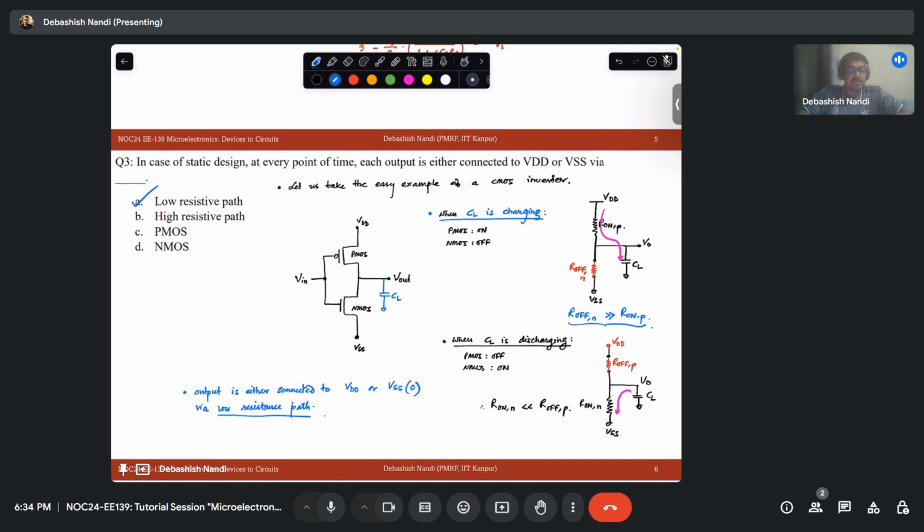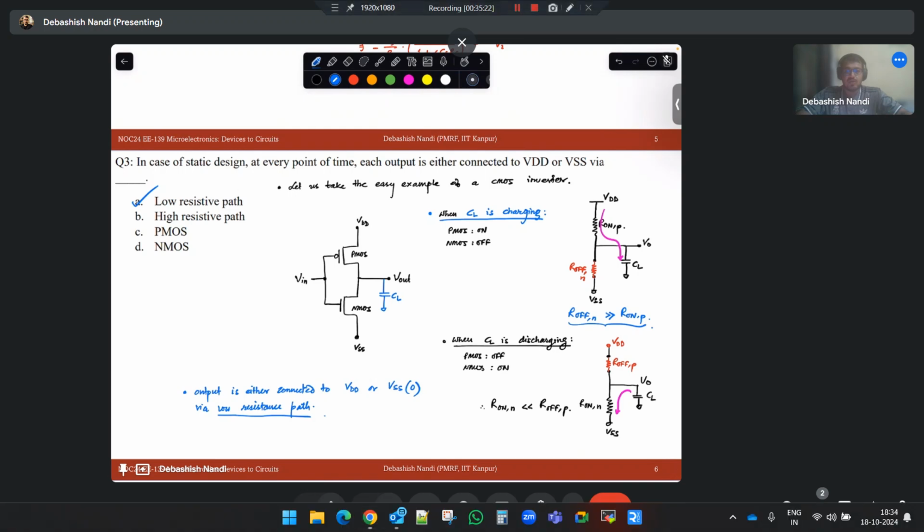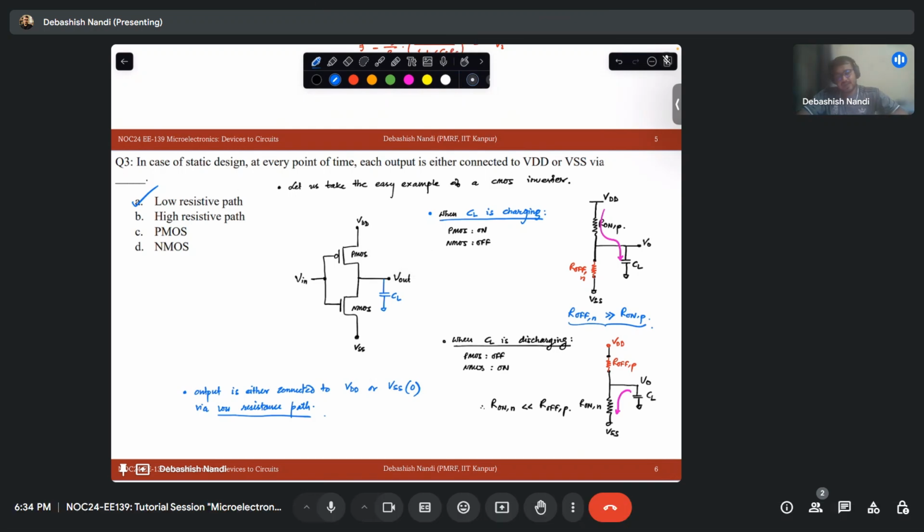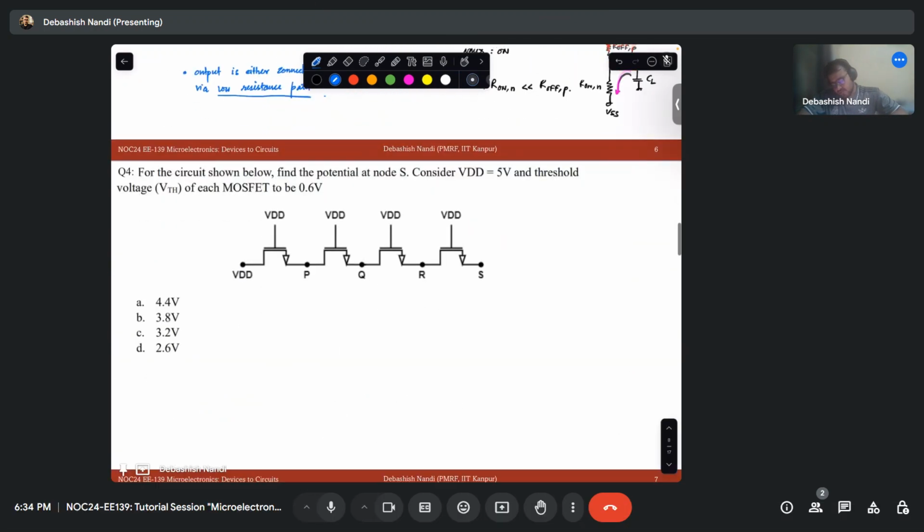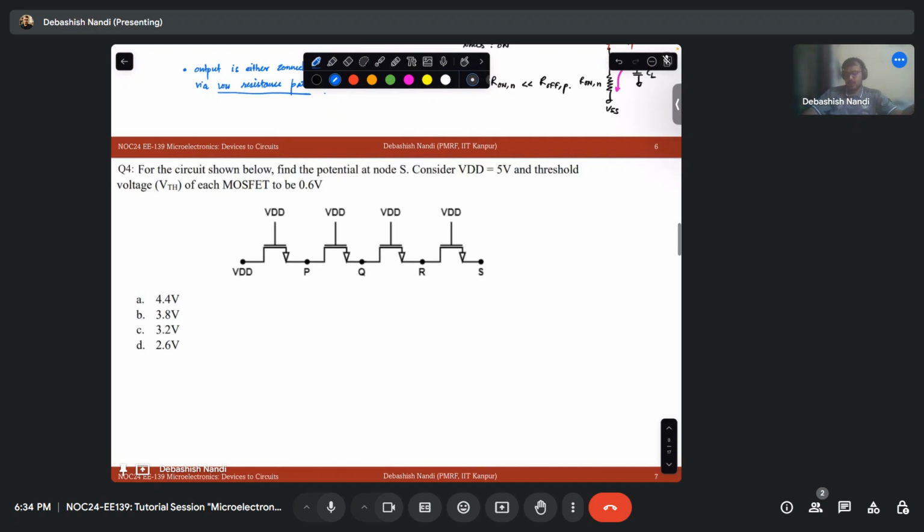So TPLH means when my PMOS is conducting. So the time constant we found out via a first order RC circuit was 0.69 times R on of PMOS times CL, ignoring the internal capacitances of the MOSFET. Fine. So that is what it is. Moving on to the next problem.